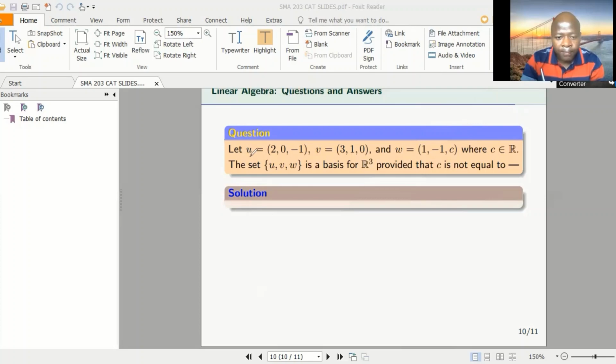We've been told that we have 3 vectors here, and we are asked to find the value of C. What should C not be equal to if these 3 vectors were to form a basis of R3? So again, we just need to remember the definition of basis. When do we say that the 3 vectors form a basis of R3? These 3 vectors will form a basis of R3 one, if they are linearly independent, and two, if they span R3.